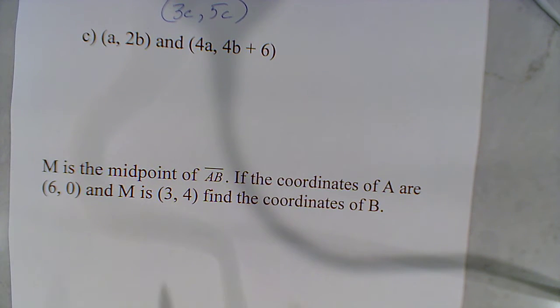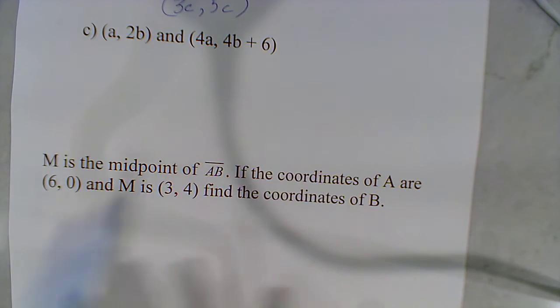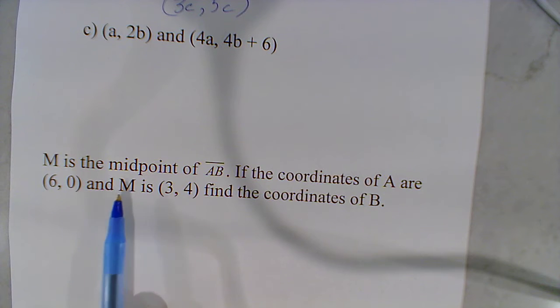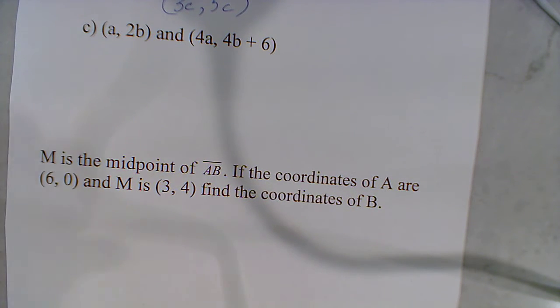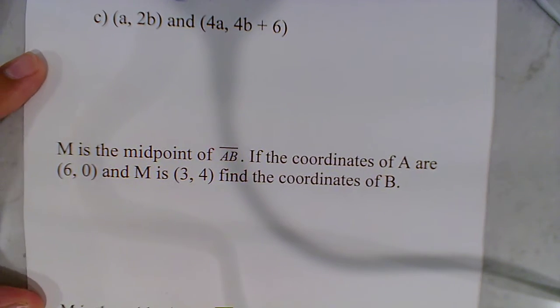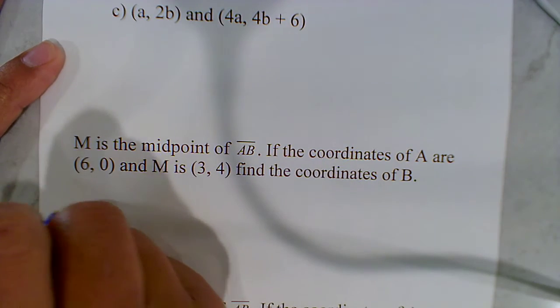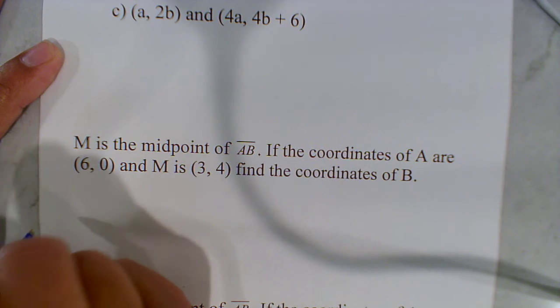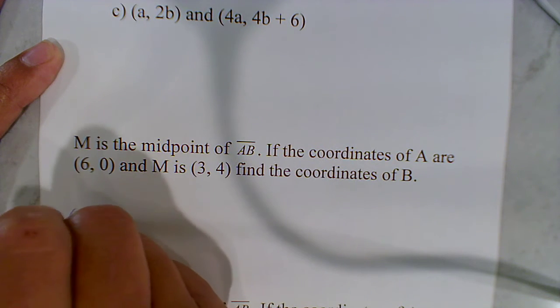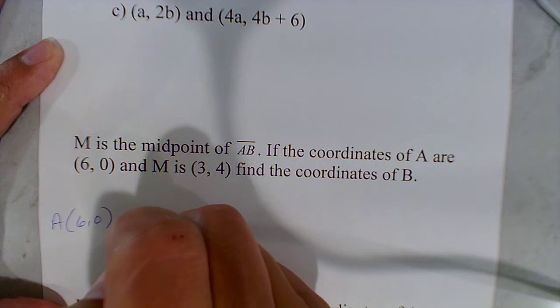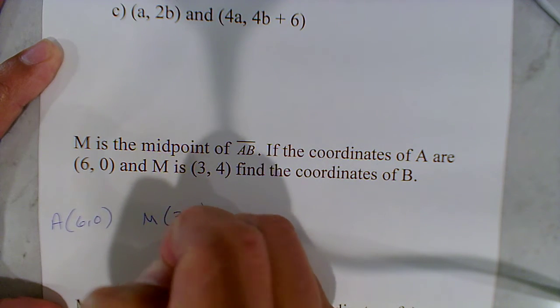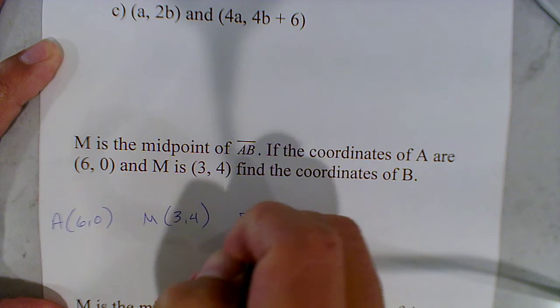Now, this is an important question. I am telling you that M is the midpoint of line segment AB. Fine. If the coordinates of A are 6, 0, and I'm giving you the midpoint of 3, 4, I want you to figure out B. Now, there's two approaches to doing this. We're identifying that A is 6, comma 0, and M, which is in the middle, is 3, comma 4. And I'm looking for B.